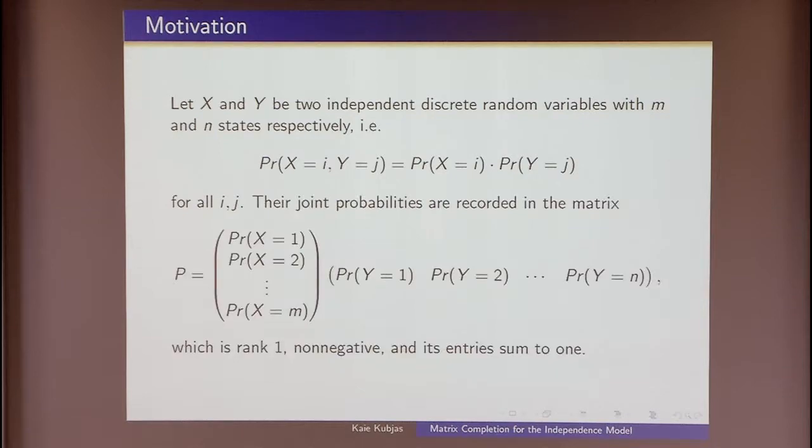And these joint probabilities of X and Y can be recorded in a rank 1 matrix. That's the product of the probabilities of X and the probabilities of Y. Furthermore, all the entries have to be non-negative because probabilities are non-negative, and the entries sum to 1 because all the probabilities of X and probabilities of Y sum to 1. Okay.